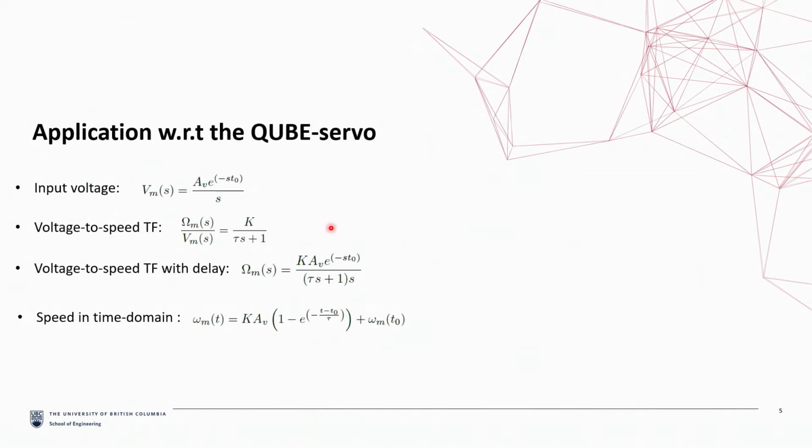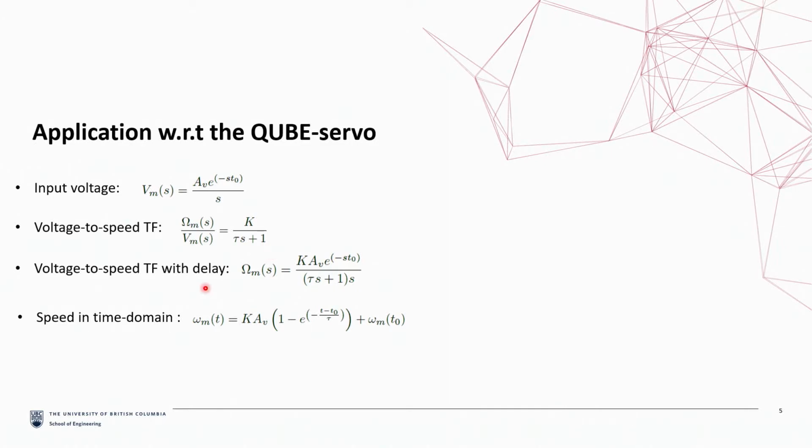Going back to the cube servo system, the S-domain representation of a step input voltage with a time delay of T0 is given by this equation, where AV is the amplitude of the step and T0 defines the delay of the step input. The voltage to speed transfer function can be approximated by a first order transfer function, K over tau S plus 1, where K is the model steady state gain, tau is the model time constant.